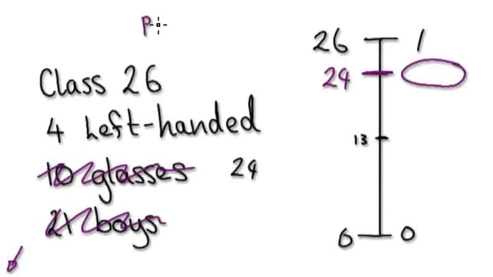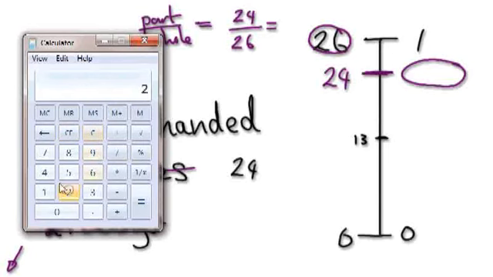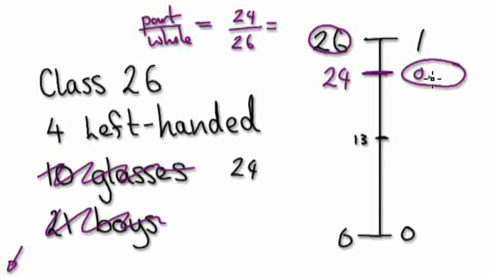Remember, it's always the part you're interested in divided by the whole thing. Because we are interested in right-handed people, it would be 24 divided by the whole thing, that's 26. So jump to your calculator. Clear it. 24 divided by 26 equals 0.92. So you can say 92% of people are right-handed.